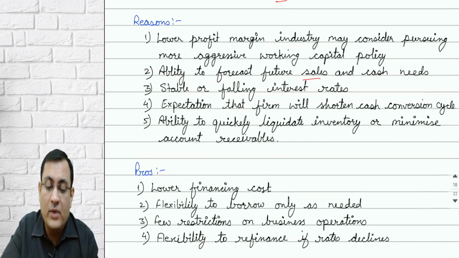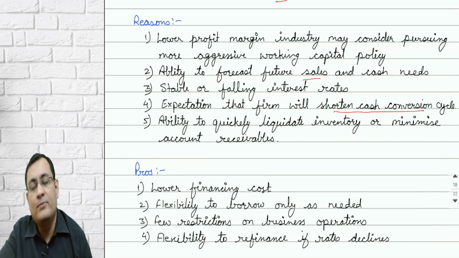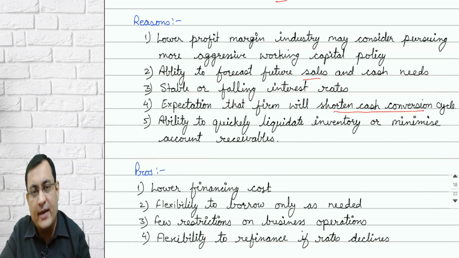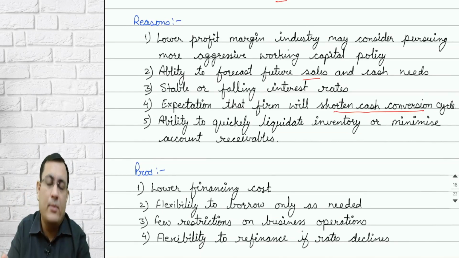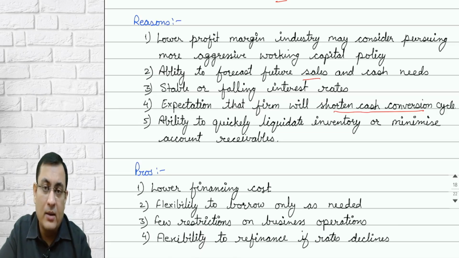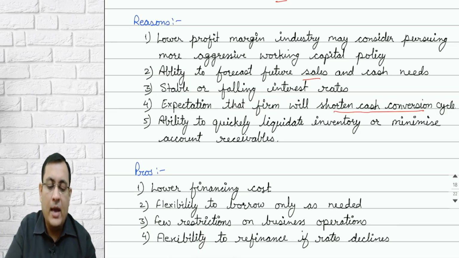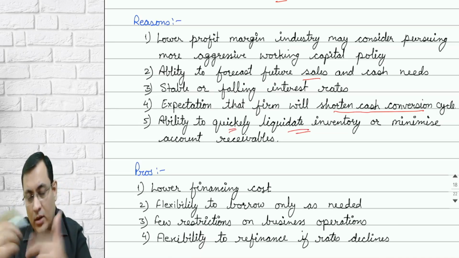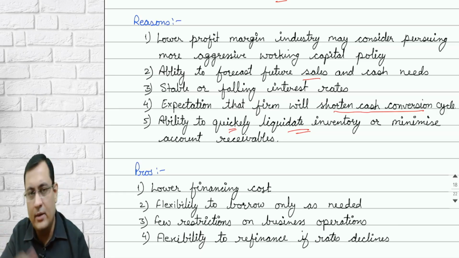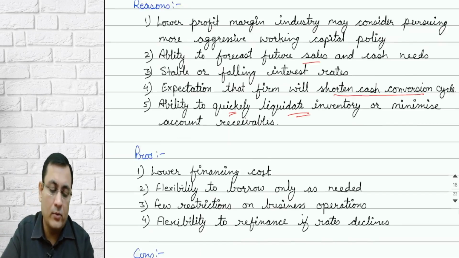Expectation that the firm will shorten the cash conversion cycle. If we can reduce the cash conversion or operating cycle, it will ultimately reduce the requirement of working capital. So why go for excess capital procurement? And the ability to quickly liquidate. You should be able to turn around your inventory or collect from your receivables. Then only will this policy be followed.